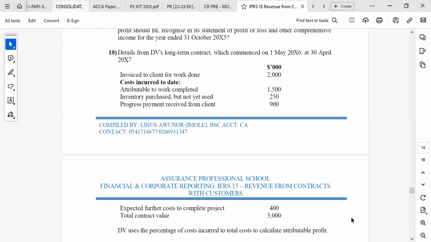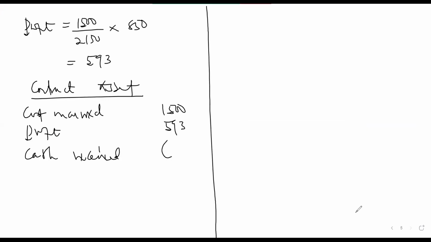Yeah, 900. Okay. You see, we have a contract asset and sometimes you can also have receivables. Okay. So I will explain the difference between the receivables and the contract assets. So that is 900. What will be the difference? 1,193. Okay. All right.